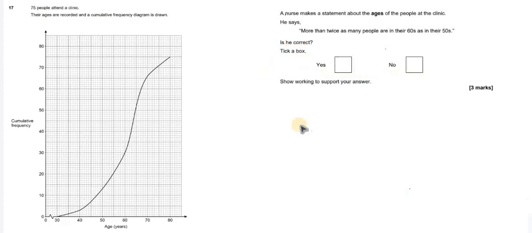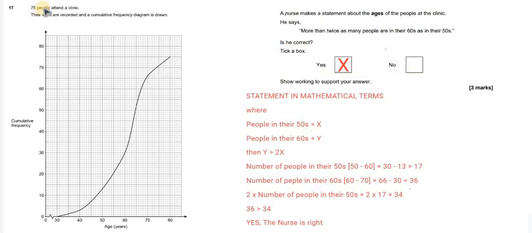Question 17. 75 people attend the clinic. Their ages are recorded and a cumulative frequency diagram is drawn. Understand your scales here. 60 to 70, that's 10. So there are 10 small squares. So for every small square move, that's 1.